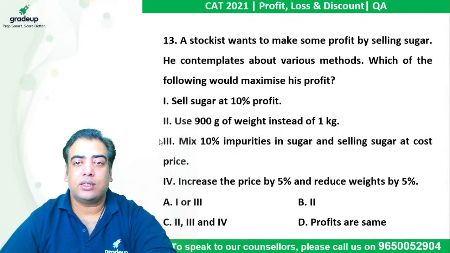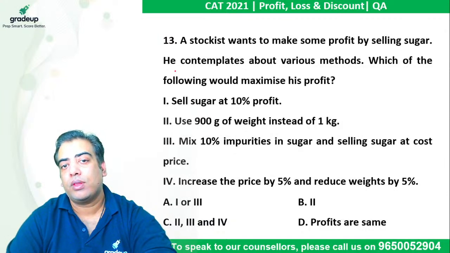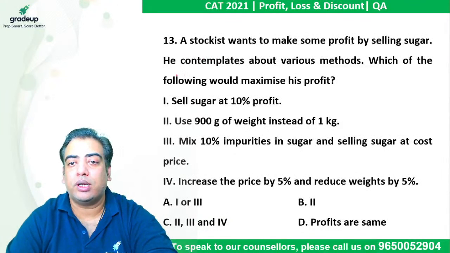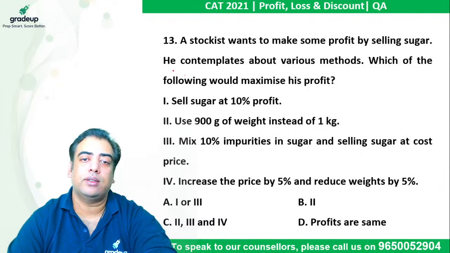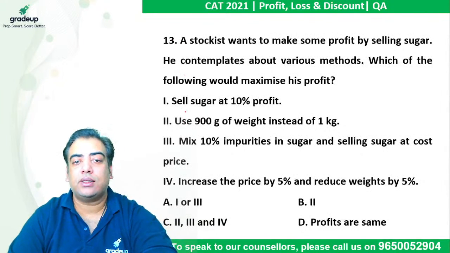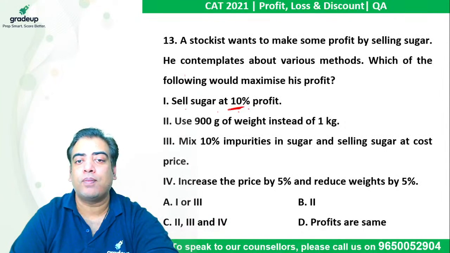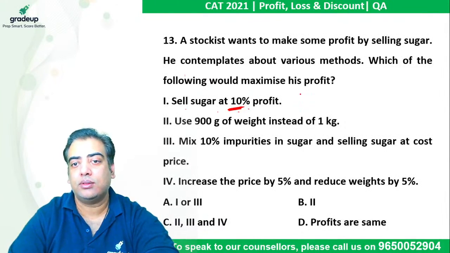So here it says a stockist wants to make some profit by selling sugar. He contemplates various methods. Which of the following would maximize his profit? So the first one says sell sugar at 10% profit. So it straightaway gives me a profit of 10%, right?